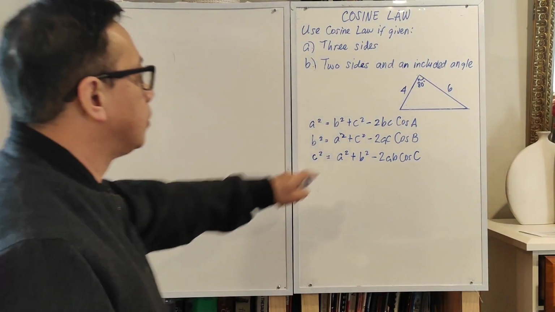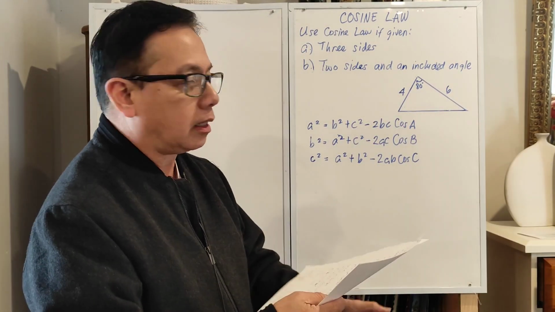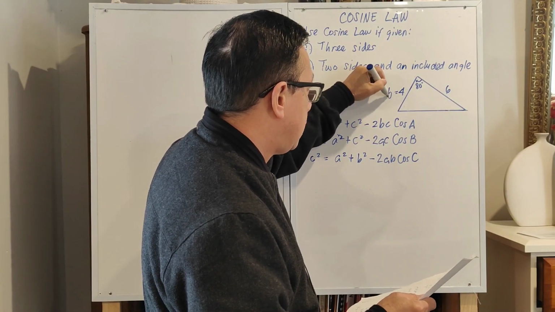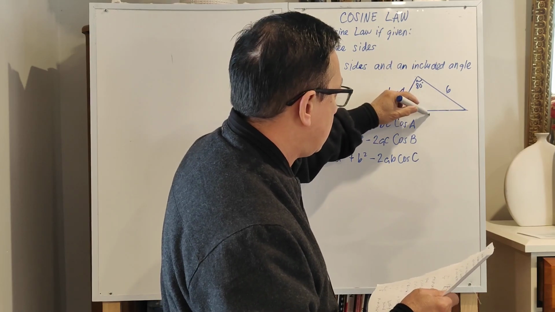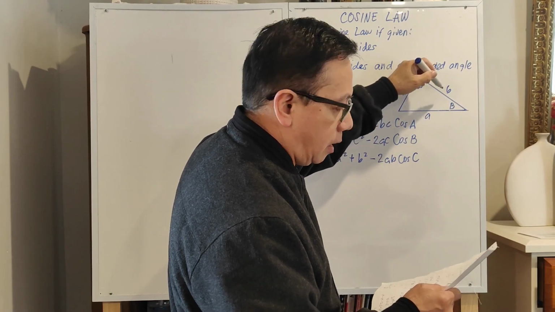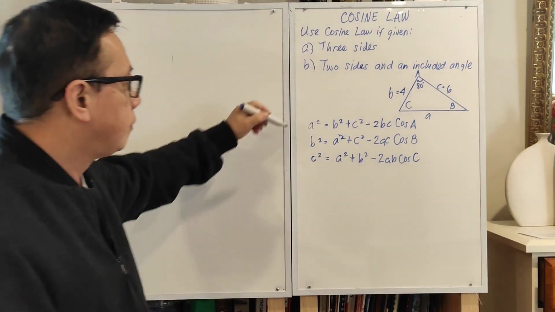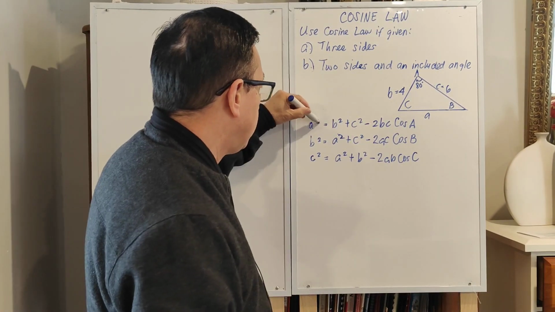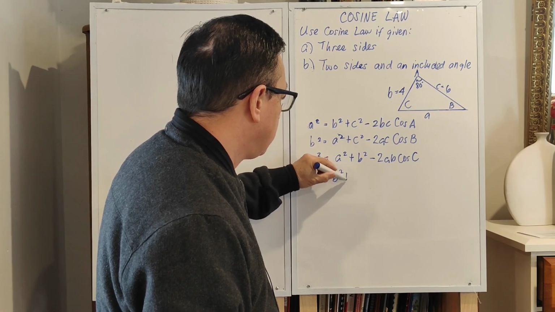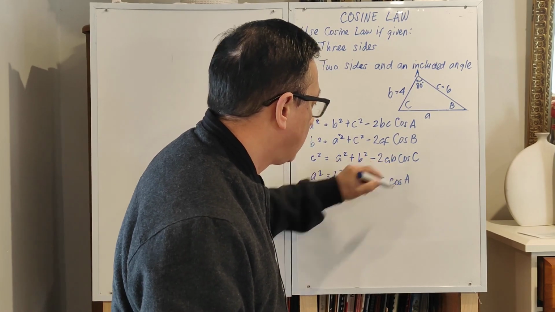Example 2, we have two sides and an included angle. So let's assign some values first for these sides and angles. So let's say this is B. So let's say this is A, so this will be angle A. So this is B, this is angle B. And if this is C, this will be angle C. Now let's solve for A first. So we will be using this formula: A squared is equal to B squared plus C squared minus 2BC cosine of A.